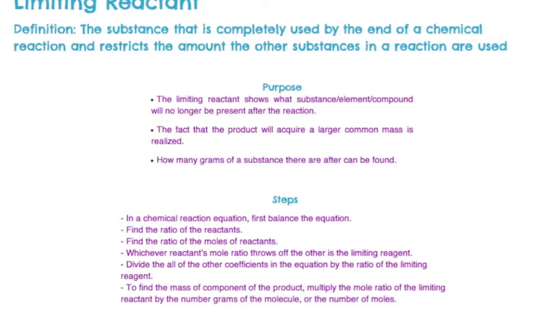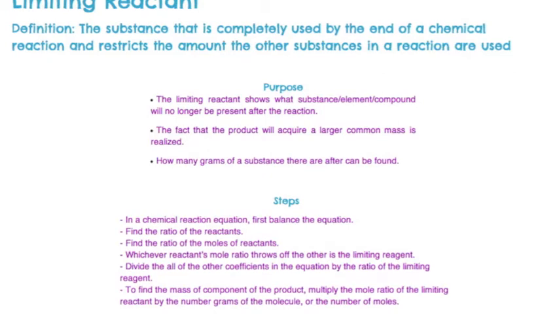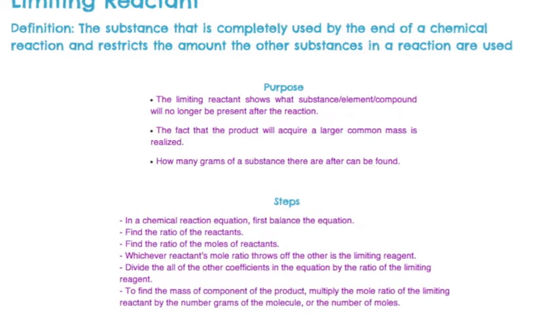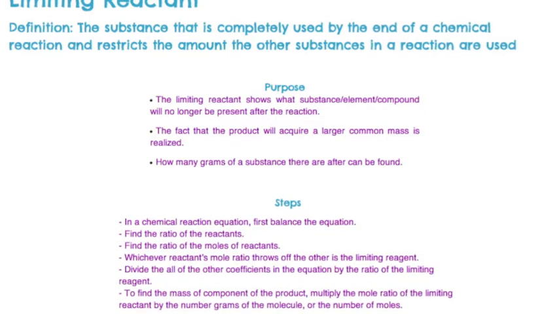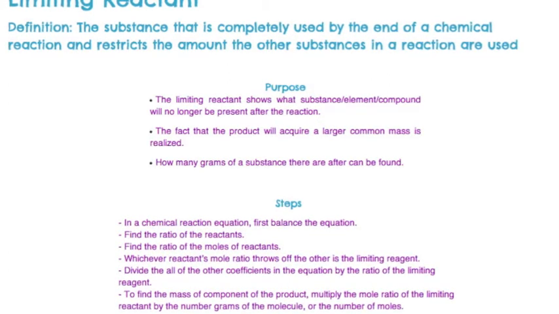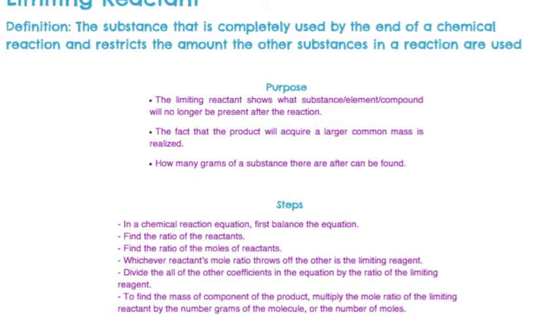So a limiting reactant is a substance that is completely used by the end of a chemical reaction and restricts the amount the other substances in a reaction are used. So this is basically whatever's not used in a reaction. And if you need more time to see the steps, you can pause this.